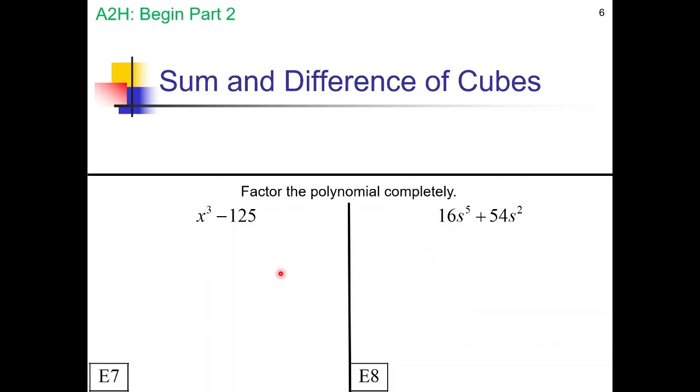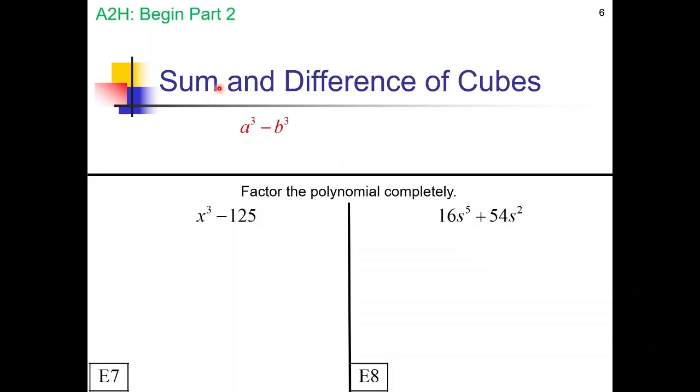For these next two examples, it's kind of hard to see with example 8, but on example 7 we have a difference of two perfect cubes. So it turns out when you have two perfect cubes either being subtracted or added, it actually works in either case. Kind of interesting with these cubes. Then there's two shortcut formulas we can use to factor these. So I'm going to show these both to you now.